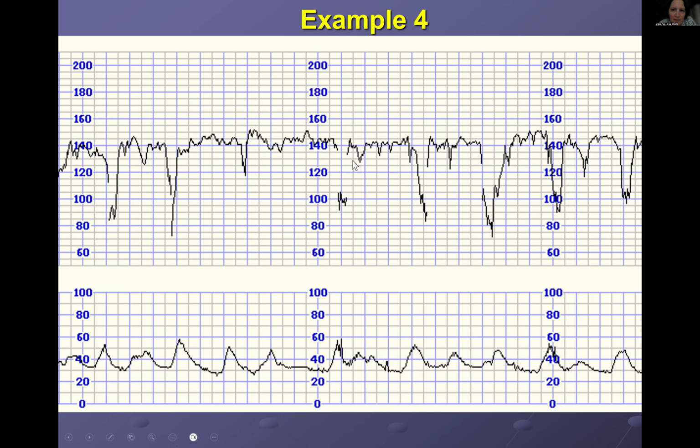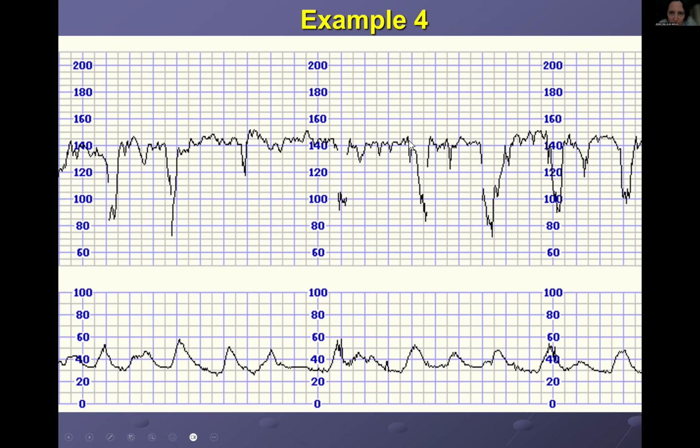What about accelerations? Do you think there are accelerations? I know it's a bit tricky, this one. Really and truly, there aren't really accelerations, because the only times that it goes above the baseline, if we set the baseline as 140 and it goes more than 15, it's accompanied by either a deceleration before or a deceleration after. So here, for example, there's a deceleration before. So you can't call these accelerations.